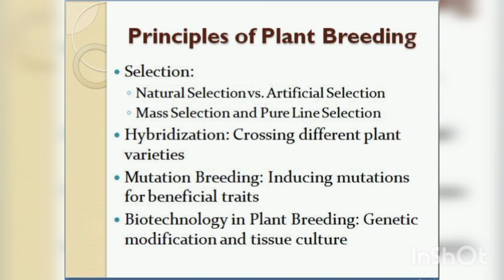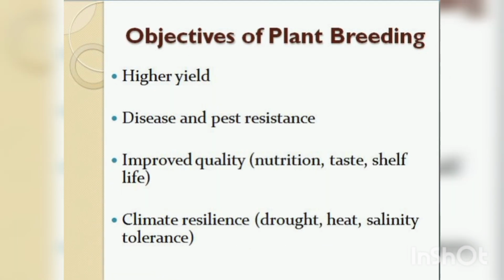4. Biotechnology in plant breeding. In recent years, biotechnology has played a major role in plant breeding. One of the most important advancements is genetic engineering, which allows scientists to introduce specific genes into plants. This has led to the development of genetically modified organisms, GMOs, that are resistant to pests, drought, or herbicides. Another powerful tool is tissue culture, where plants are grown in a laboratory from small cells, helping to produce disease-free, high-yielding crops.